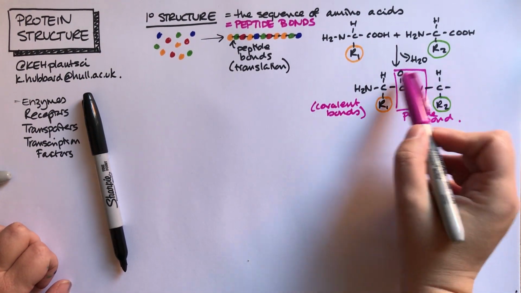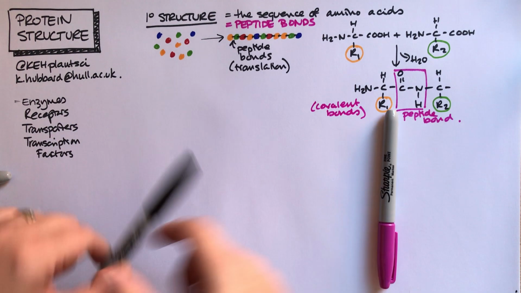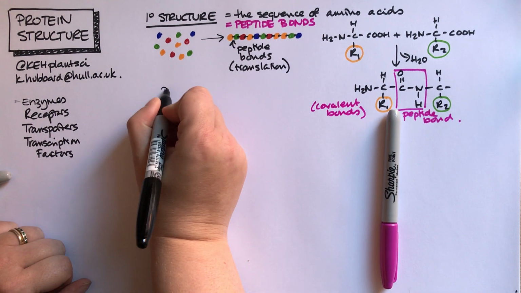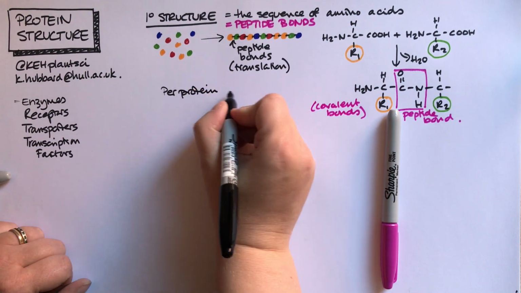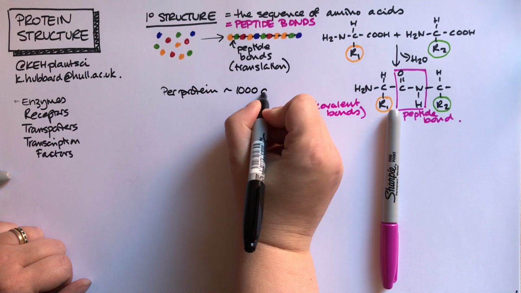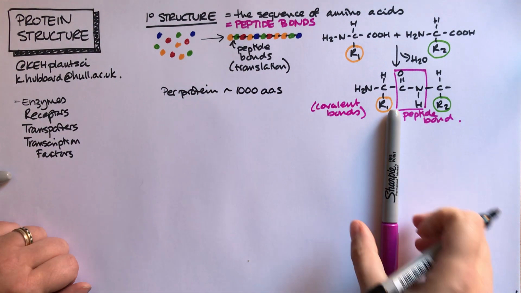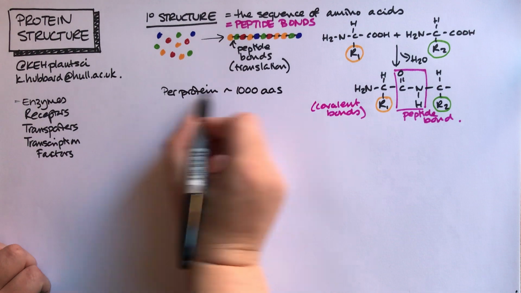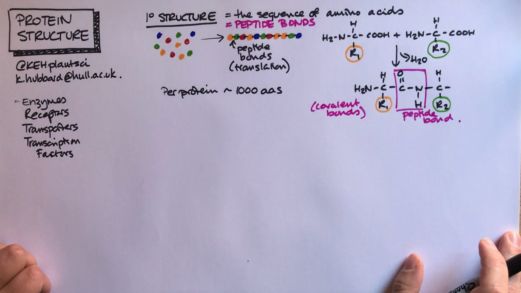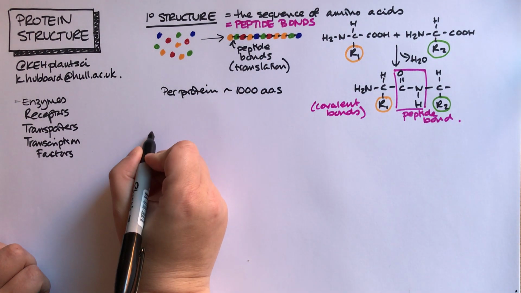Obviously, the more amino acids you add to the chain, the more peptide bonds you have. It's really variable, but you're roughly looking at about 1,000 amino acids in a protein as a good basic estimate. Some of them are a bit smaller than that, some of them are a bit bigger, but roughly we've got a chain of about 1,000 amino acids. So that's primary structure.